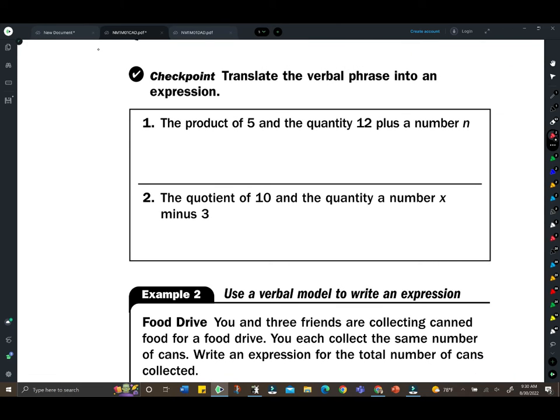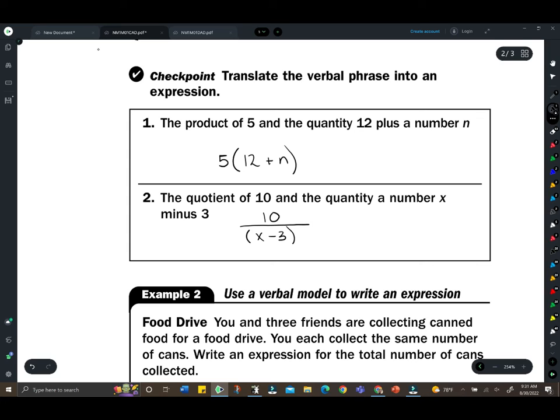Go ahead and pause if you want to try out the checkpoint, that's fine. And I will go through it here quickly. Okay, so there's that there.